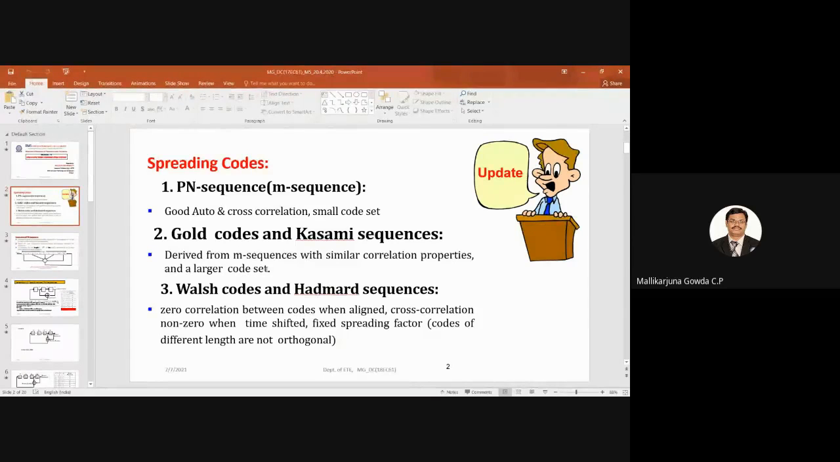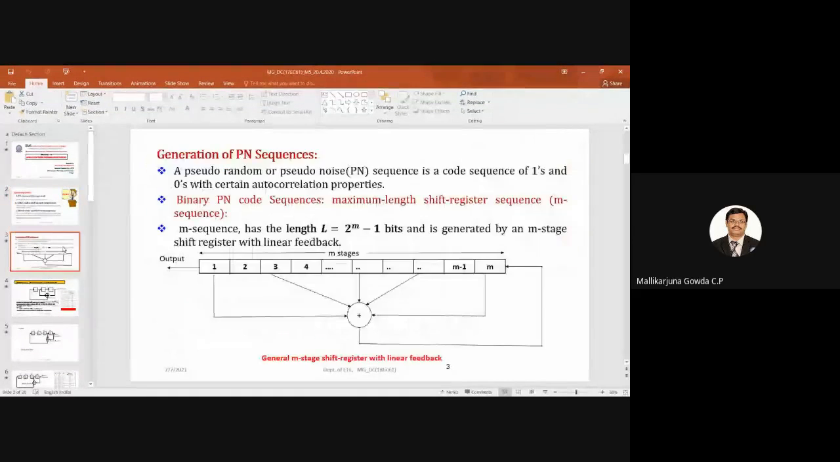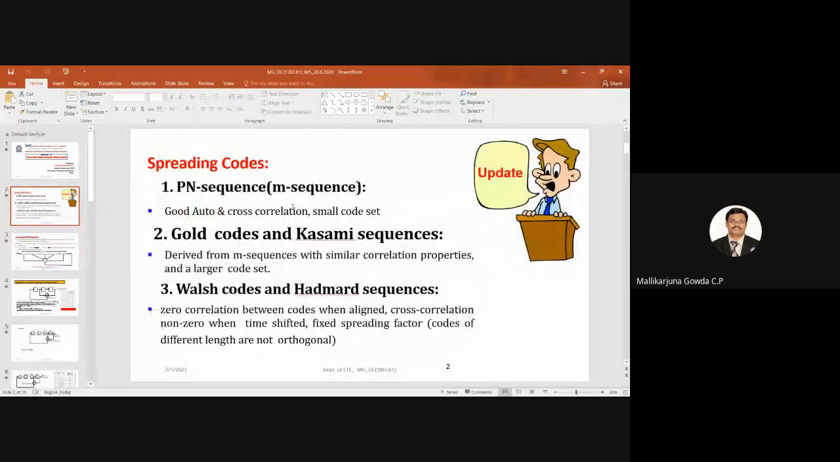Okay, and the code set is small, which means the length of a pseudonoise code sequence is limited. So that is what I wanted to say in one word. Sorry, before I take up these things in detail, let me just say what is what. Gold codes and Kasami sequences are derived from the M sequences, that is the pseudonoise sequence, with similar correlation properties and a large code set. So that is the difference.